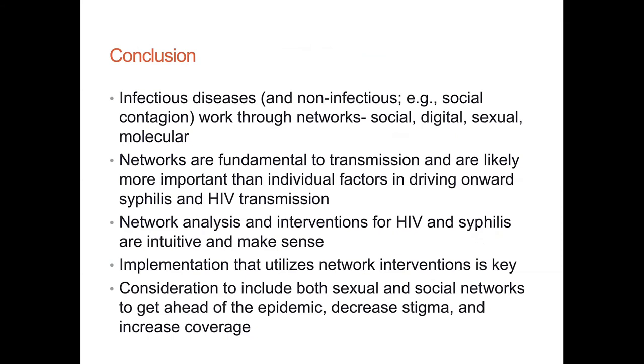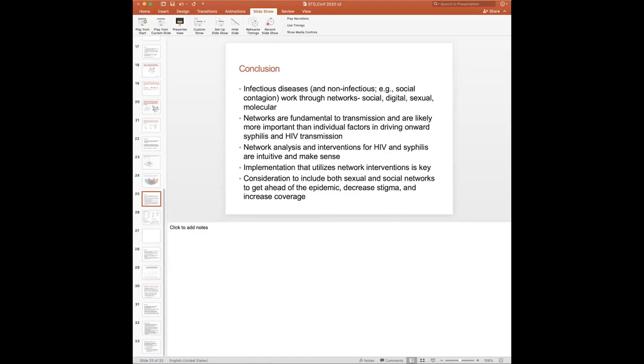Infectious diseases, I think we all are pretty aware they work through networks. We're seeing that right now in current time and space with the pandemic in front of us. And these networks can be social, digital, sexual, molecular, and networks are fundamental to transmission and are likely more important than individual factors in driving onward syphilis and HIV transmission. And network analyses and interventions for HIV and syphilis are intuitive. They make sense. I happen to be a visual learner, so for me, they really make sense, being able to map those things.